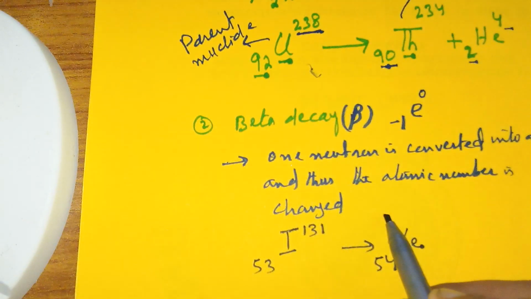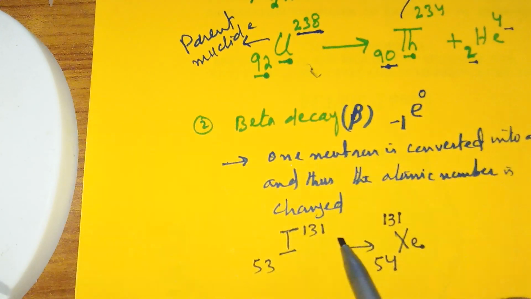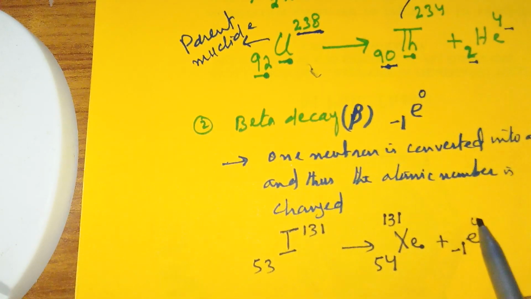The mass number stays the same. Again, we have the elimination of a beta particle. So this can be represented like this: this is -1 and this is 0.